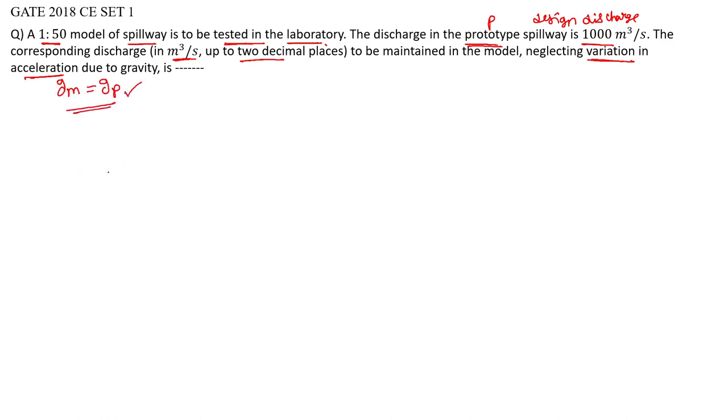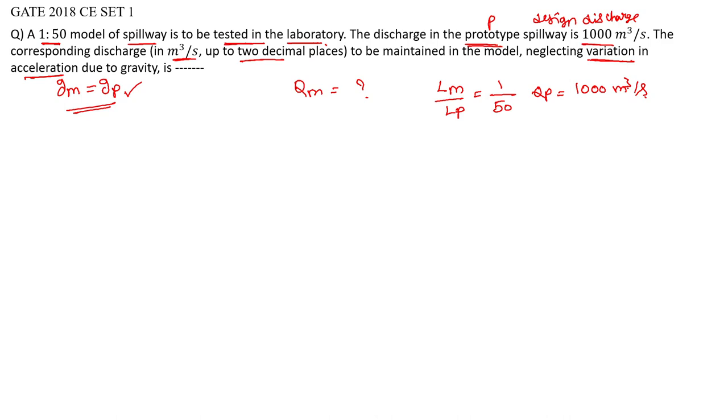Okay, so I'll give 1 minute. Anybody can just guess how we can solve this question. Our interest is to estimate the discharge in the model. What they have given is Lm by Lp, which is nothing but 1 by 50. So how can we solve it, any idea? What else they have given? Qp equal to 1000 meter cube per second. So this is a 2 marks question. It's a very simple and straightforward 2 marks question. Very easy to score.